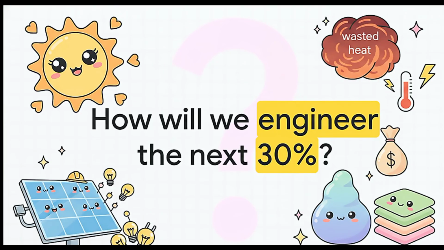Honestly, it's an absolute miracle of physics that we can harness the sun at all, pulling free electricity right out of thin air to power our modern lives. But as our material science evolves, we are definitely hitting the wall with pure silicon. So here is the billion-dollar question for the next generation of engineers. How do we unlock that wasted 70%? Can we use new materials like perovskites to capture those lost wavelengths?